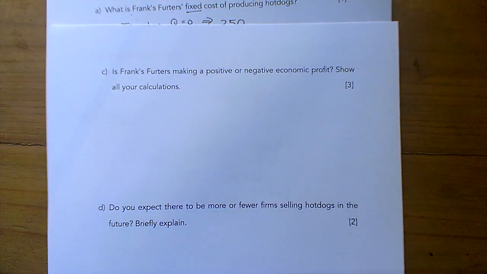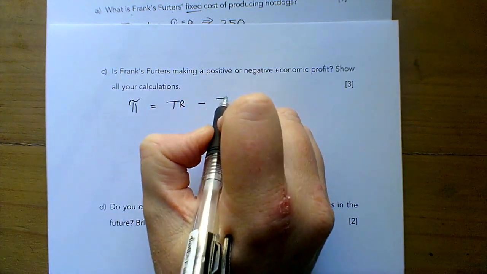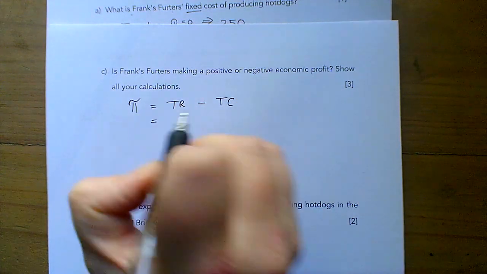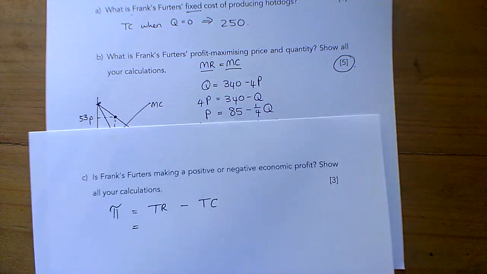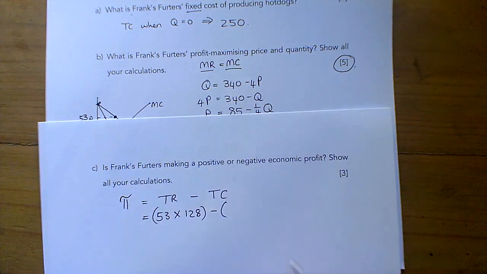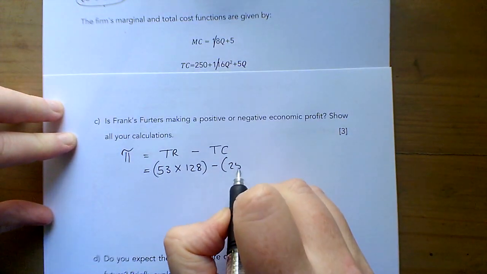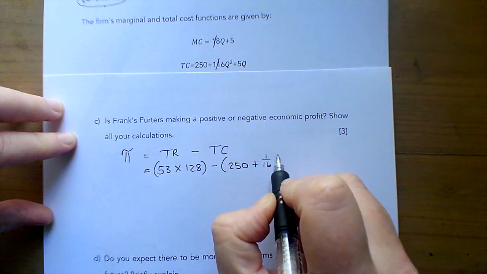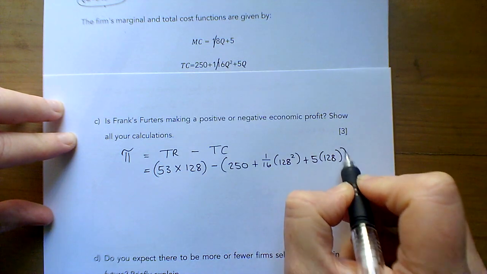Question C then asks, is Frankfurters making a positive or negative economic profit? Show all your calculations. So profit is TR minus TC. Total revenue is price times quantity. So 53 is my price, 128 is my quantity. So this is going to be 53 times 128. And then to get my total cost, I sub in 128 into my total cost function there. So that's going to be 250 plus 1 over 16 times 128 squared plus 5 times 128.